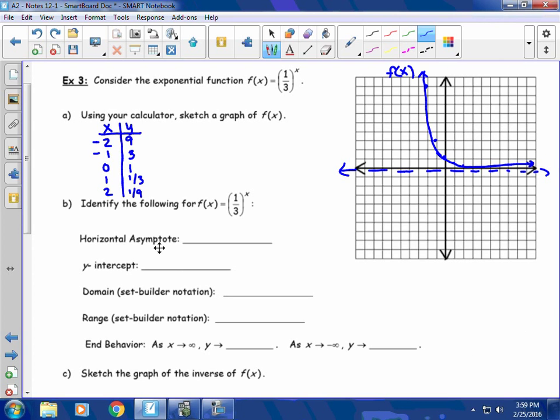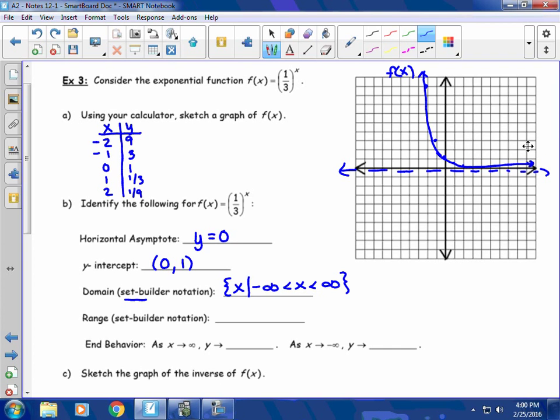All right. So horizontal asymptote, we know for exponentials, that's always y equals 0. Y-intercept, we know that always starts at 0, 1. Domain, this time they want set builder notation. So the domain in set builder notation would be all x such that, okay, well, domain, we know of exponential functions is always -infinity to infinity because it goes all the way left forever and all the way right forever. So in set builder notation, that looks like negative infinity less than x less than infinity.